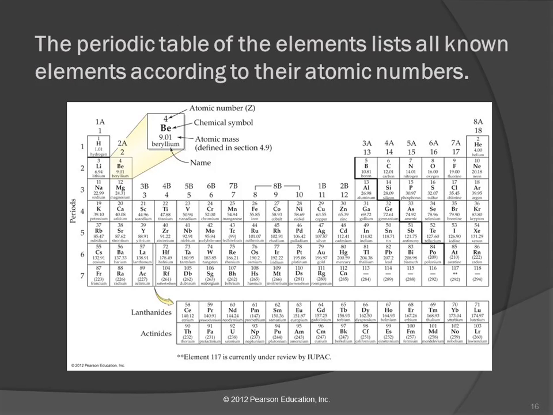So here's the periodic table. Fabulous thing. The periodic table shows all of the known elements, and they are ranked by atomic number. Remember, atomic number is the number of protons.